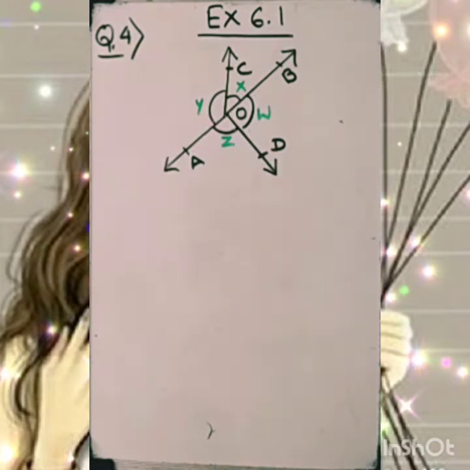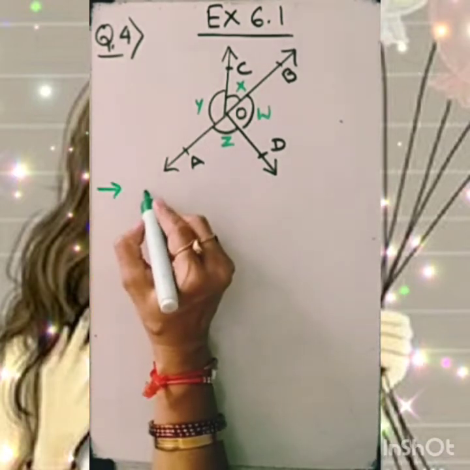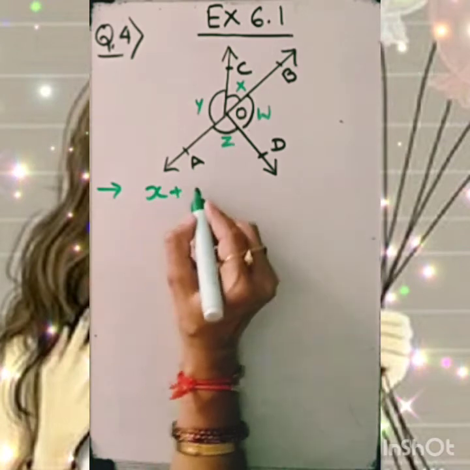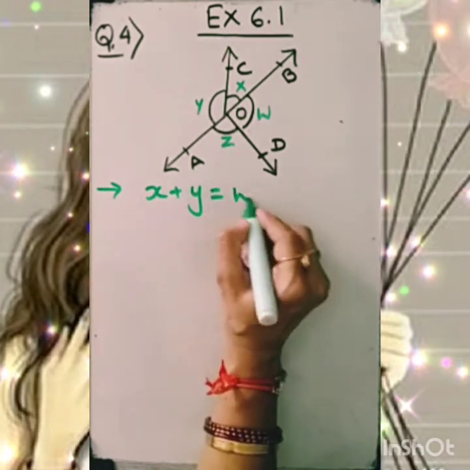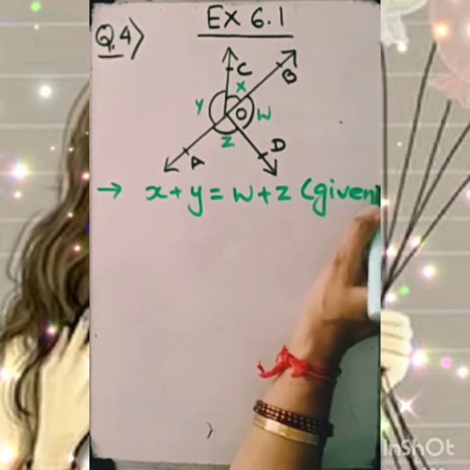We need to prove, here we are already given x plus y equals w plus z. This we are already given, okay, but we have to prove that AOB is a line. So let's begin the solution. Be ready. What we are given first, let's note down: x plus y equals w plus z. This we are given.